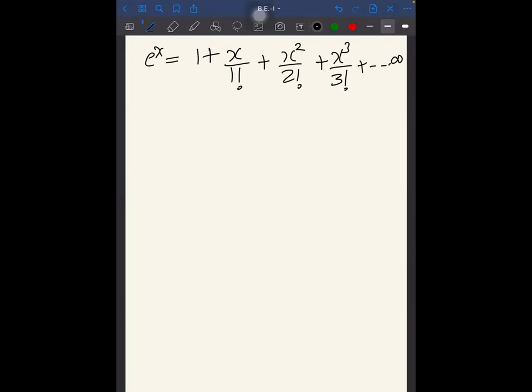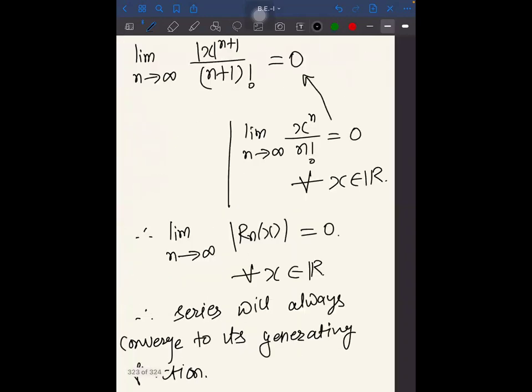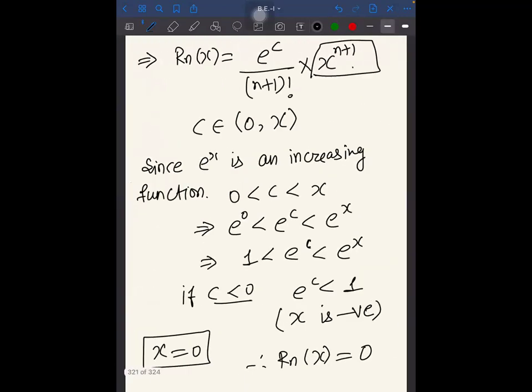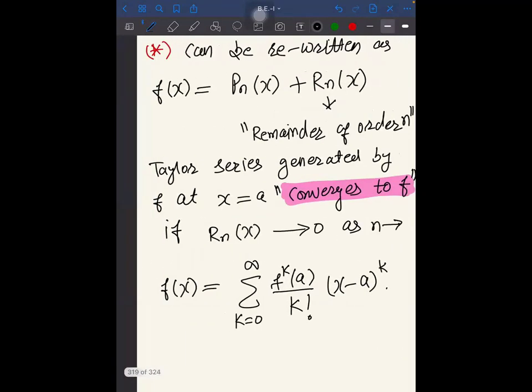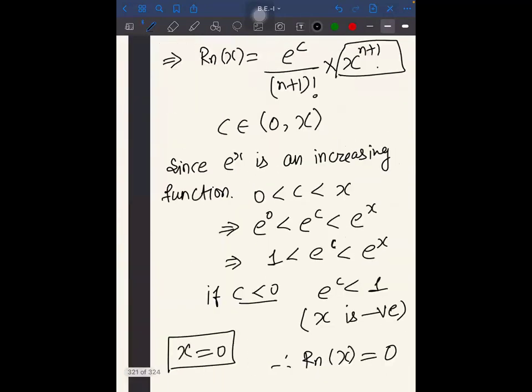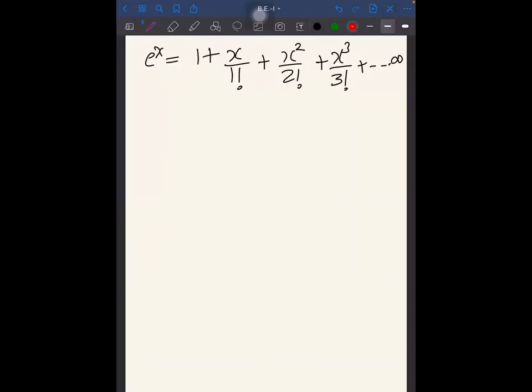Was it fine? Did you understand all this? Anything you want to ask, you may ask. No, sir. Okay. So now let's move to the remainder estimation theorem.